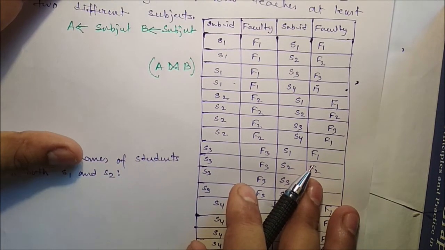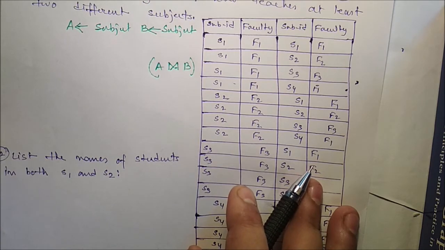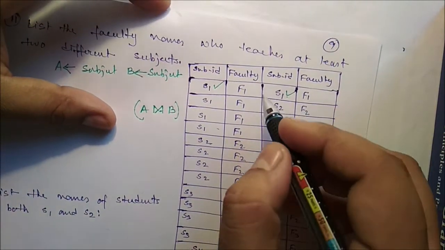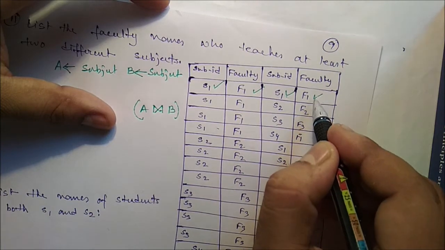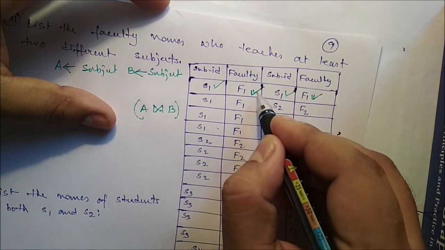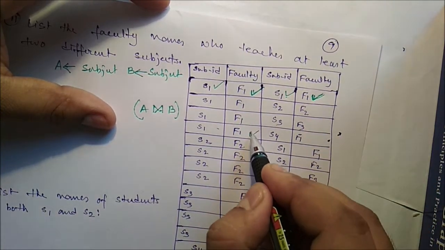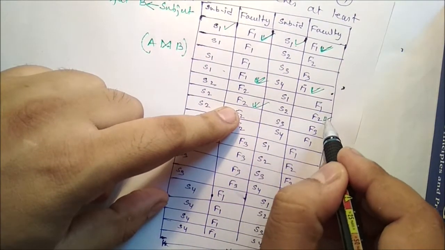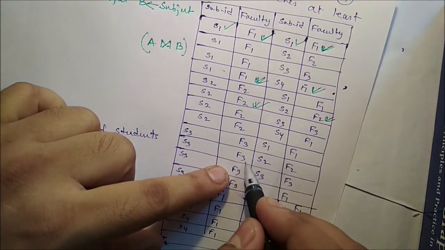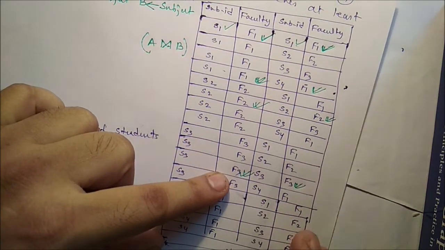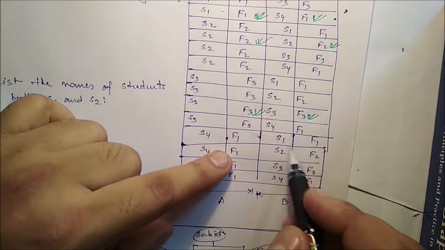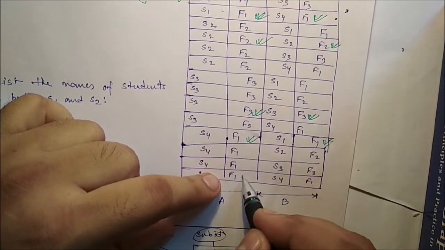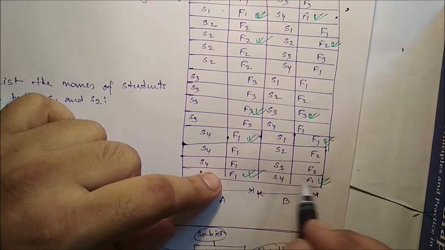Now here the condition is what? Here we put the condition where the faculty name should be the same. That means F1, this F1. Faculty name should be the same, F1. Next here faculty name F2, F3, and here F1. Faculty name should be the same.